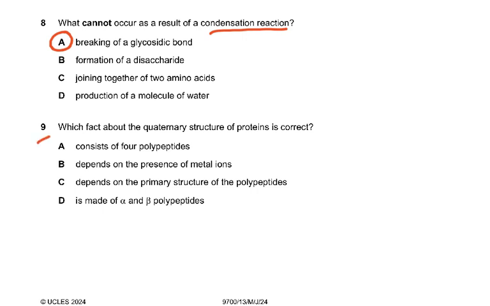Question number 9. Which fact about the quaternary structure of proteins is correct? Consists of 4 polypeptides, depends on the presence of metal ion, depends on the primary structure of the polypeptides, is made of alpha and beta polypeptides. The answer is C. Depends on the primary structure of the polypeptides.